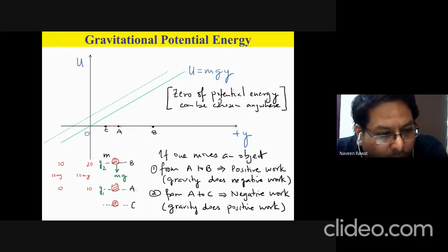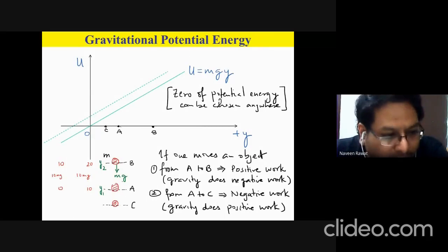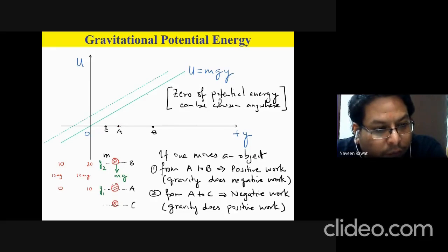Suppose you are moving an object from A to B. So you are doing the work. When you are moving the object from A to B, basically you are doing some positive work. And when you're moving from A to B, you can see that the difference in the U values is positive, and that means that gravity is doing negative work while you're doing positive work.